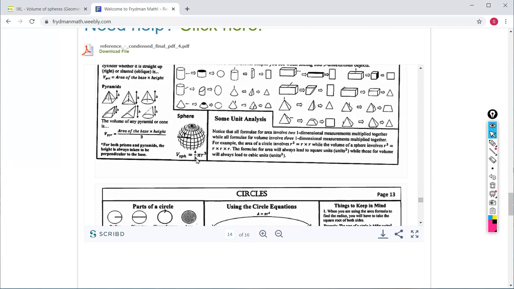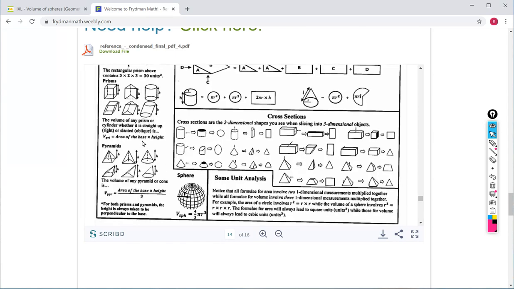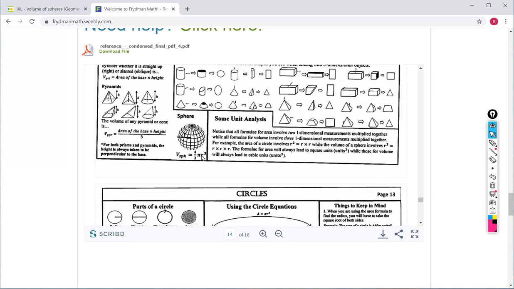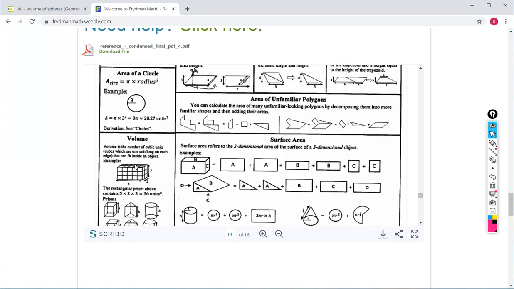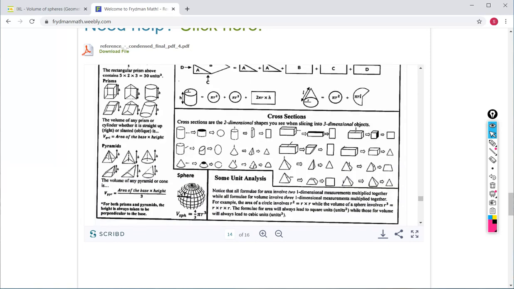And that tells you, remember, what does volume mean? If you use this formula, then what you're actually figuring out is how many of these little cubes, where each cube is 1 unit long and 1 unit wide and 1 unit high, can fit inside of this sphere. That's what the formula 4/3 pi r cubed tells you.